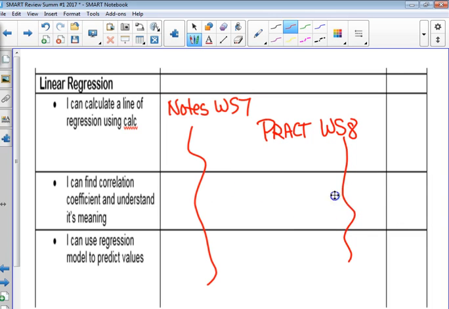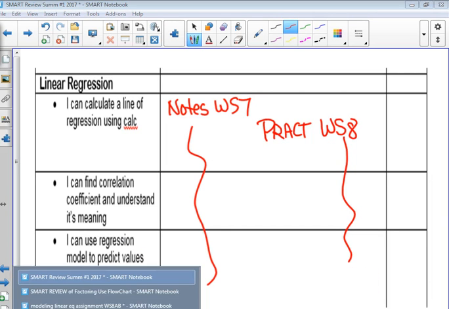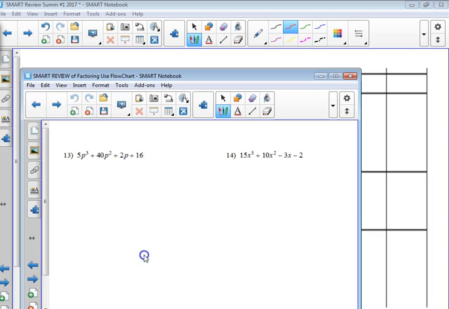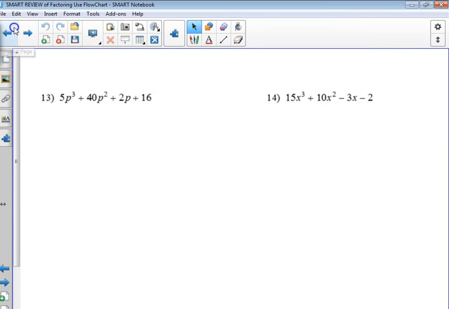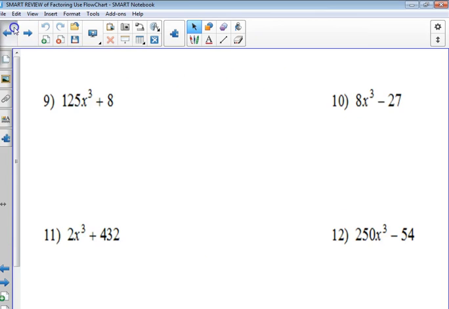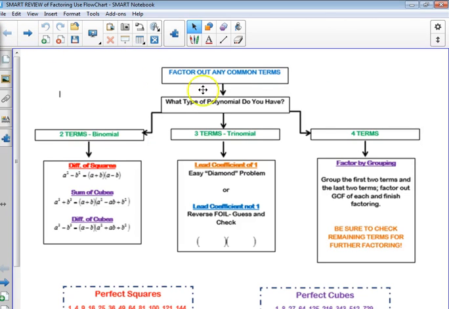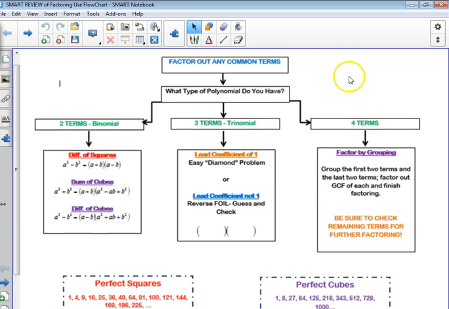Then, I want to talk about factoring for a second. Can you look at the peach worksheet you picked up on the way in? On the back of the peach worksheet is a factoring flow chart. It just has some basic stuff from algebra 2.